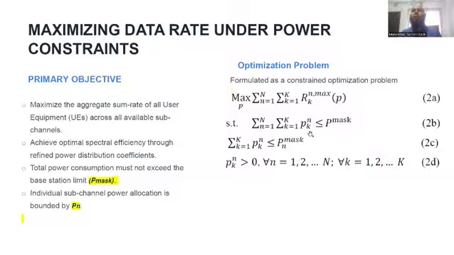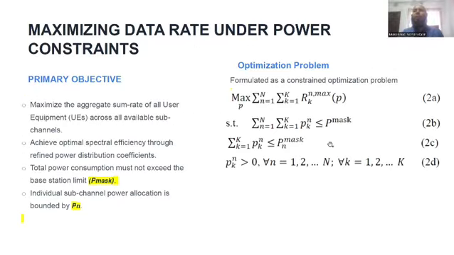And then we have 3 constraints. The first one is that all the power in all sub-channels must be less than the allowable power for a base station. The second constraint is that all the power in a sub-channel must be less than the allowable power for that sub-channel. And the power for each user must be more than 0, so must be positive.